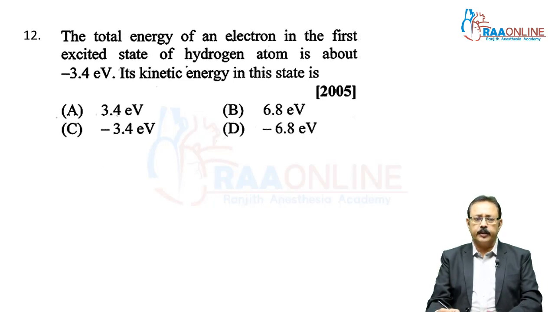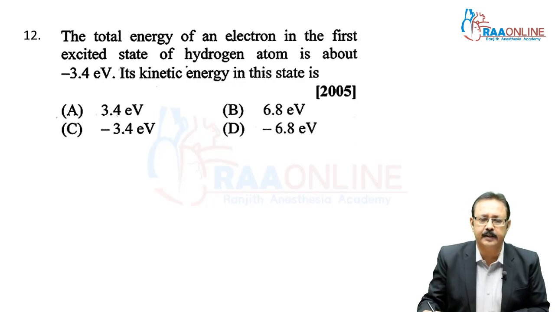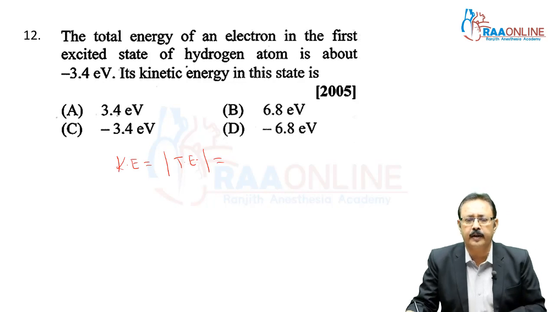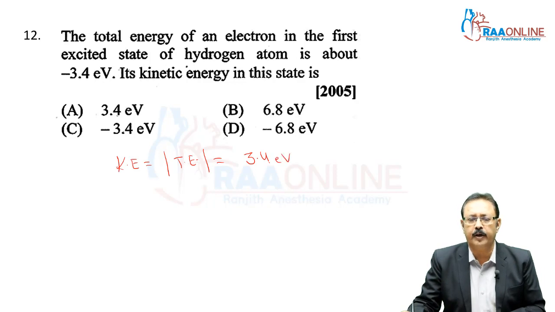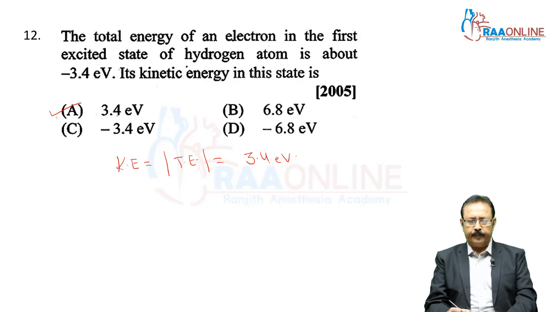Now it is from 2005 AIPMT. The total energy of an electron in the first excited state of the hydrogen atom is minus 3.4 electron volt. Its kinetic energy, we discussed in the starting, kinetic energy in any orbit is equal to the modulus of total energy. So what is total energy? Remove the sign, you will get kinetic energy, means 3.4 electron volt. So the answer of the 12th problem was A.